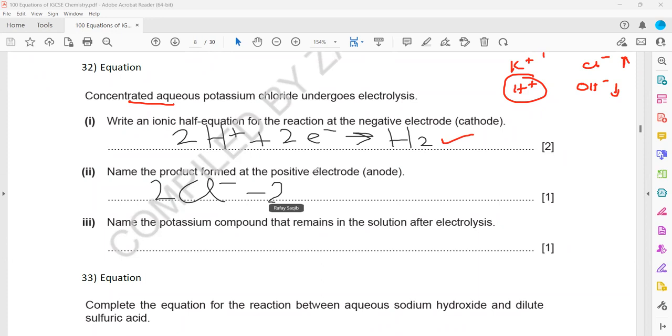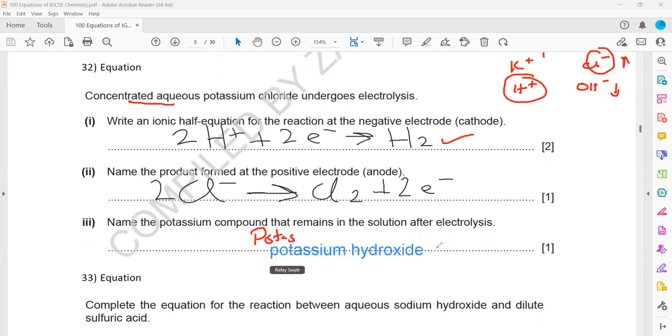When 2 chloride ions lose 2 electrons, you can write 2Cl. You can also write the equation. And then name the remaining compound we are left with. So Cl is removed, H is removed. What are we left with? We are left with potassium hydroxide.